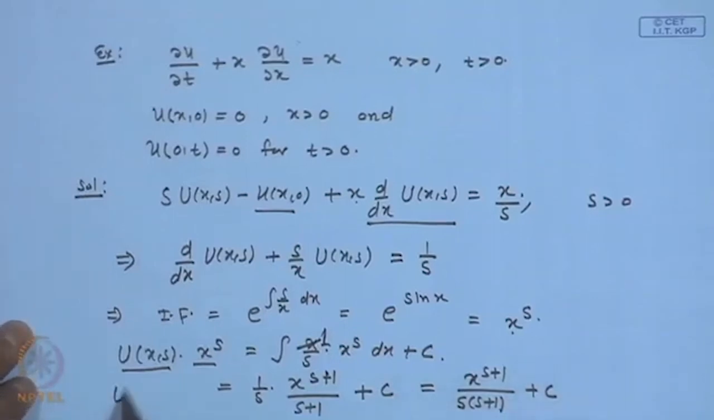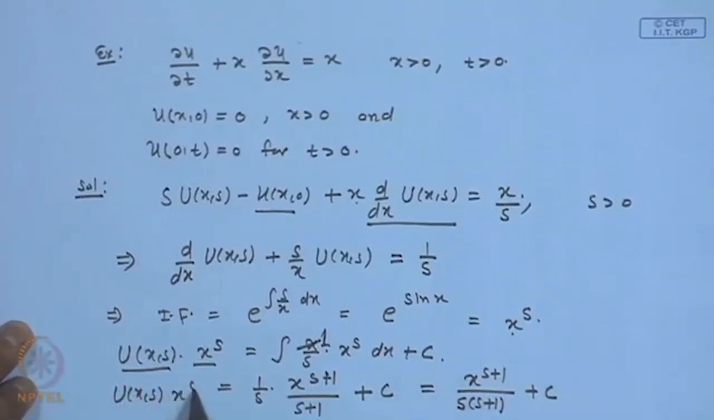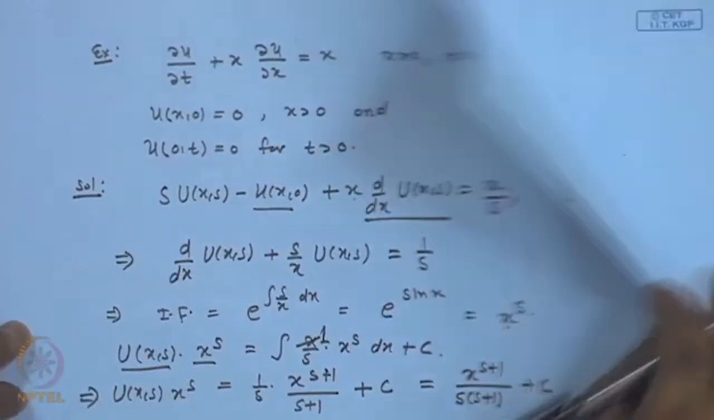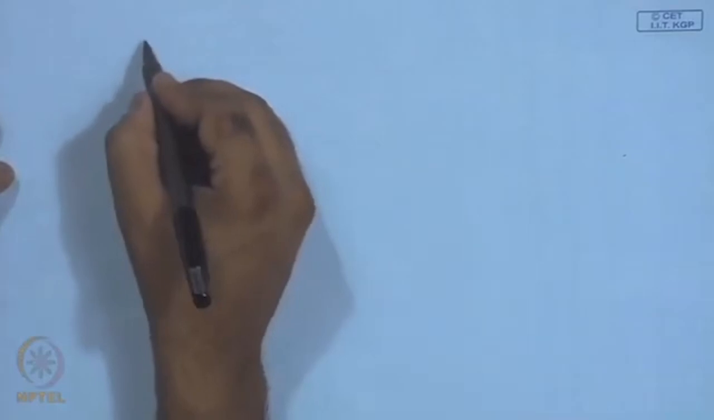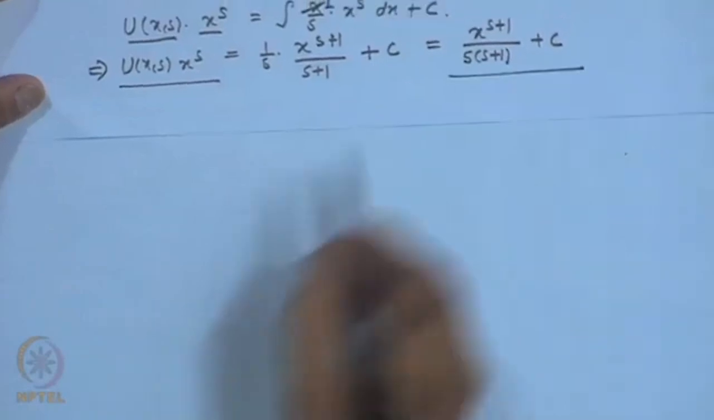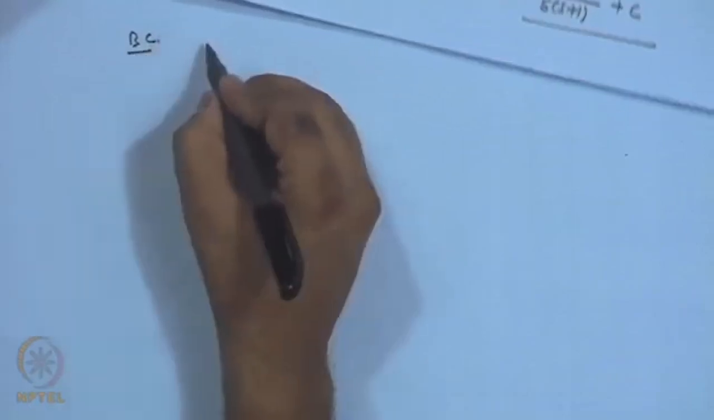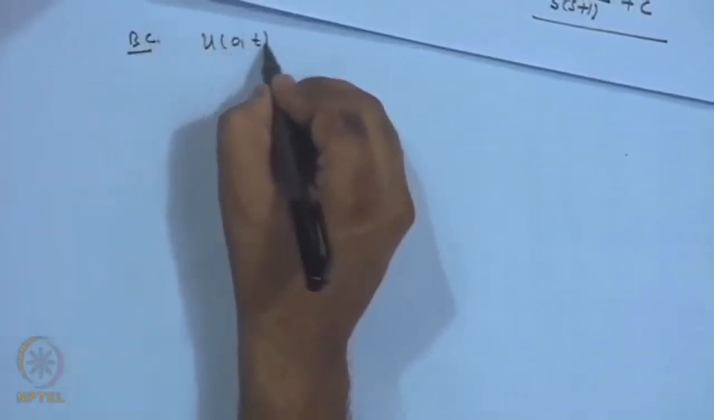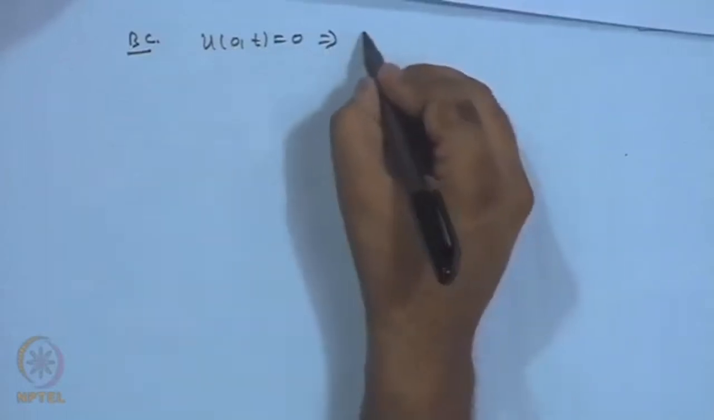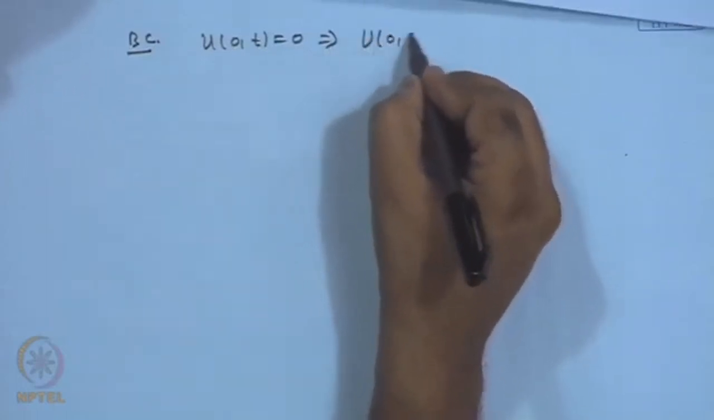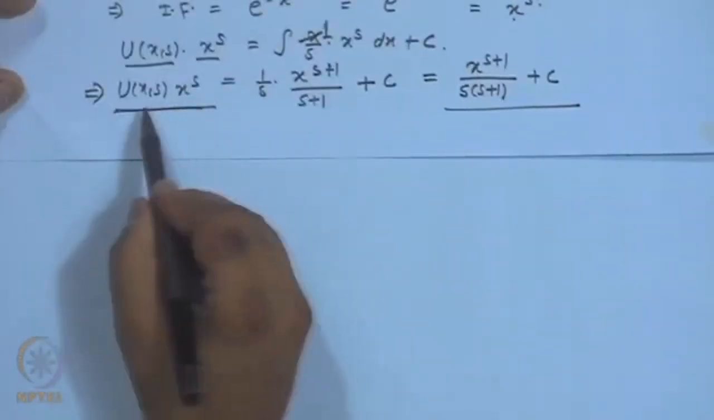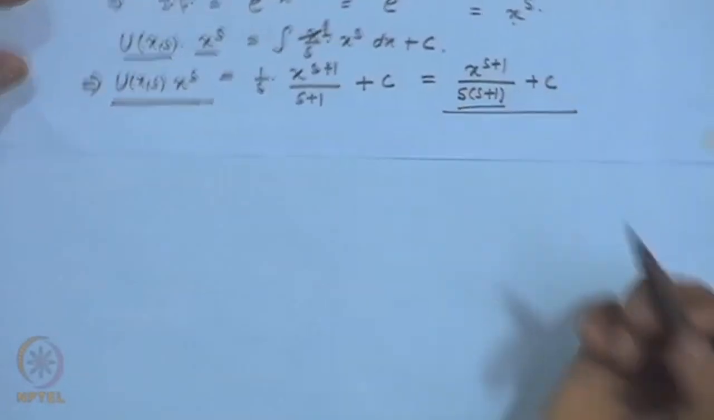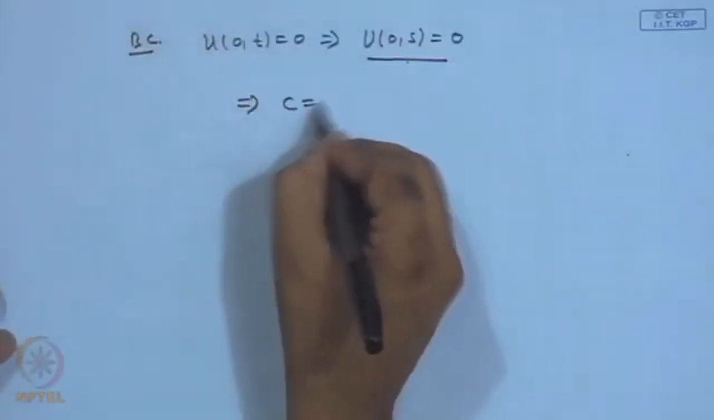So this is u(x,s) times x power s. Now let's consider this equation itself and get this constant c. Our second boundary condition was that u(0,t) is 0, and this will give us that u(0,s) is 0. So now we use this condition here. This is 0 and x is 0, this is 0, and this implies that our c is 0.